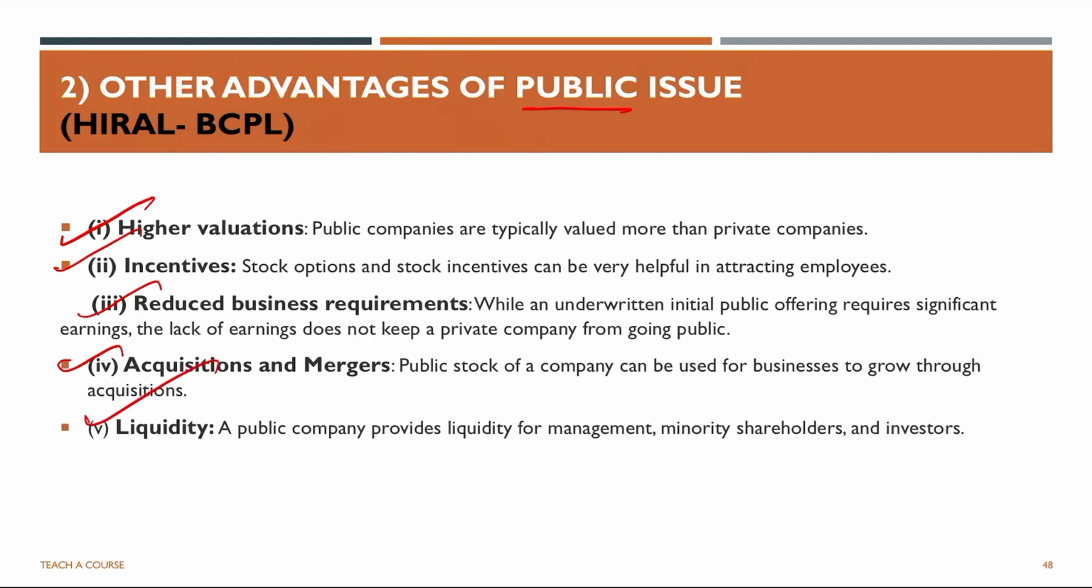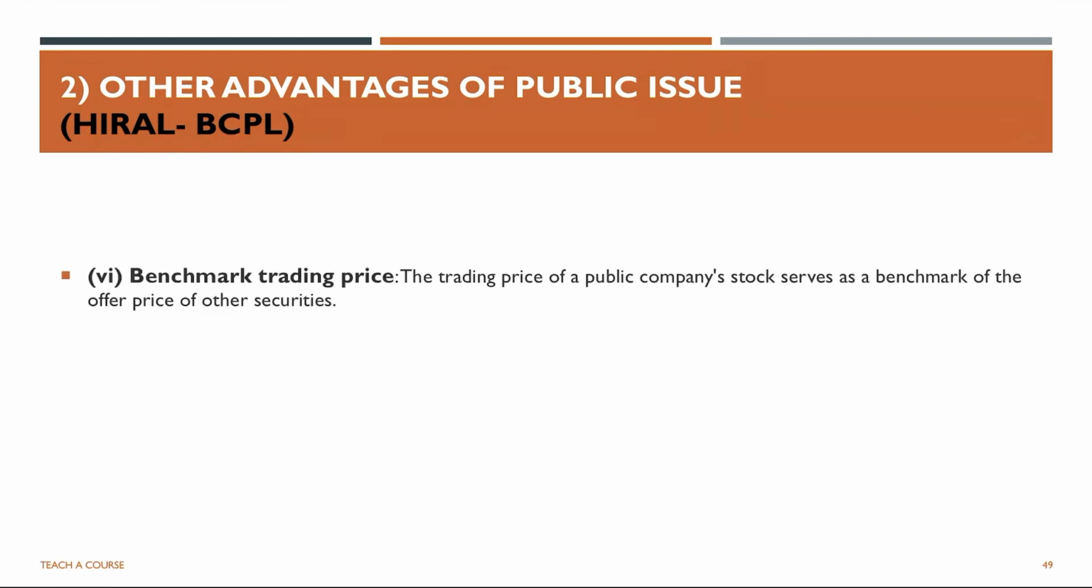Then you must be wondering what this HIRAL BCPL written here is. This is a code word which I created for my students. That is, H for higher valuation, I for incentives, R for reduced business requirement, A for acquisitions and mergers, L for liquidity. And BCPL are the next four sub-advantages. First is benchmark trading price. Once you have issued shares in the market for the very first time, whatever price you fixed at that time becomes the benchmark. Now, the price of all the next sets of securities will be higher than this benchmark.